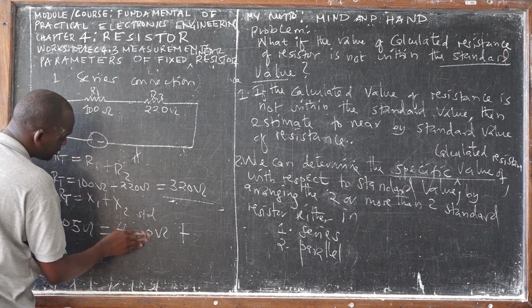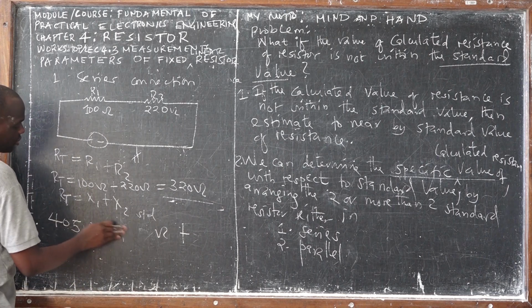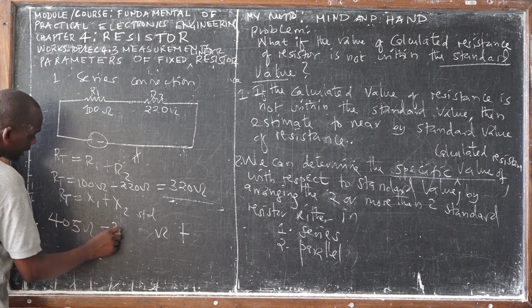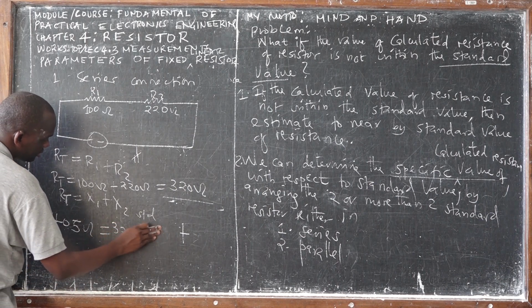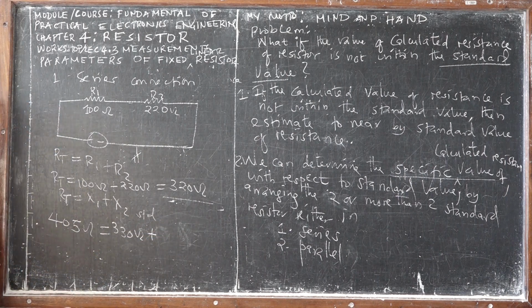470 is large, is much. Class, I'm talking to you. Let's say we take 330. Are we together? 330. How much should I add to get 405? 35.